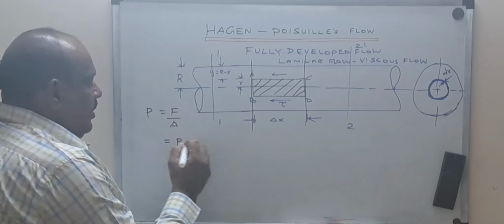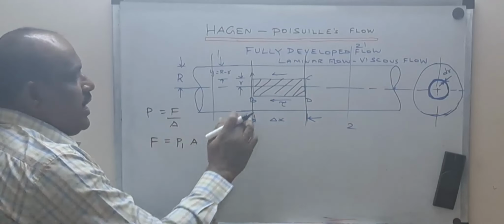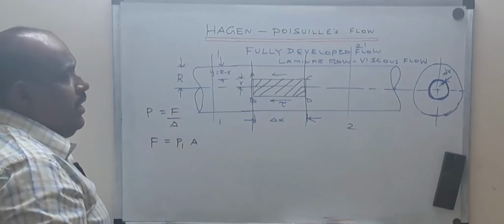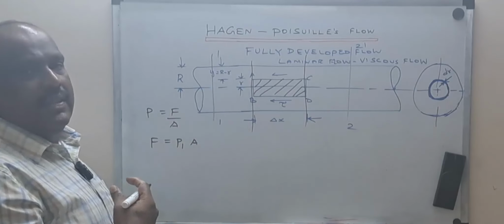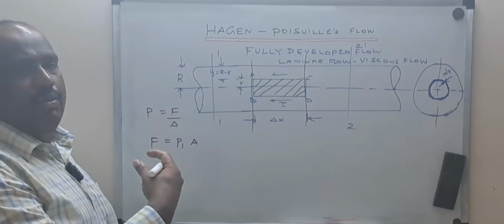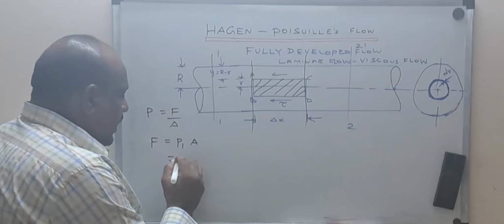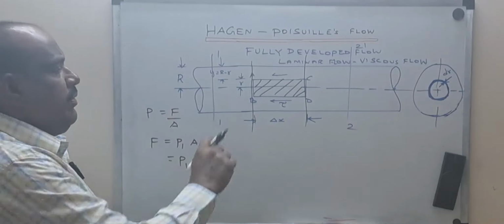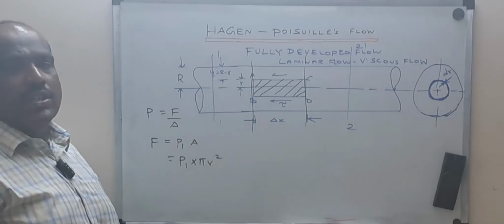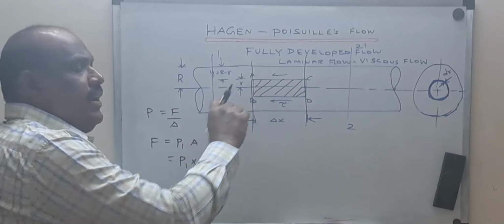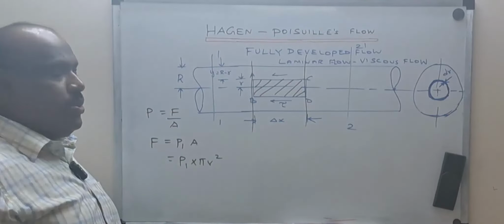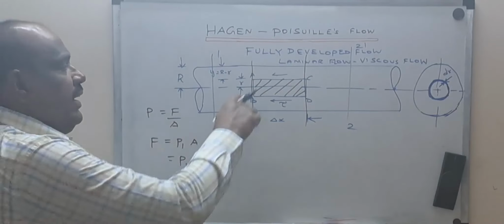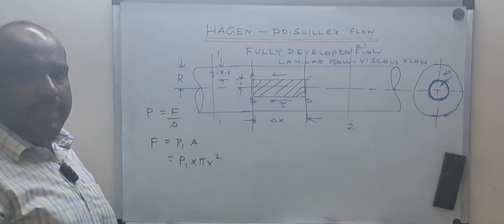P1 into A. So this is the pressure force at AB, P1 into A. So what is the area? It is nothing but the area of the circular domain. So it is nothing but P1 into pi r squared. If you want, you can put pi d squared by 4 also. But we are telling, the cross-sectional area of this cylinder element will be pi r squared. So this is the force which is available at the inlet to the cylindrical element AB.